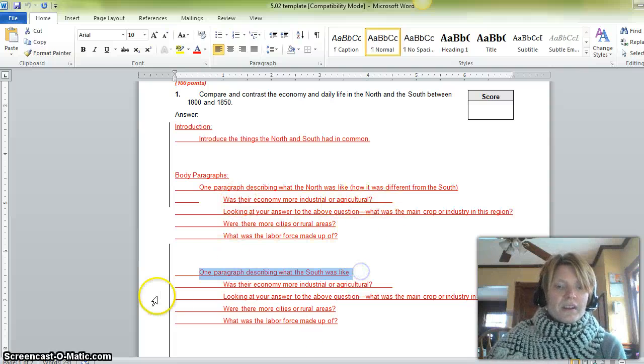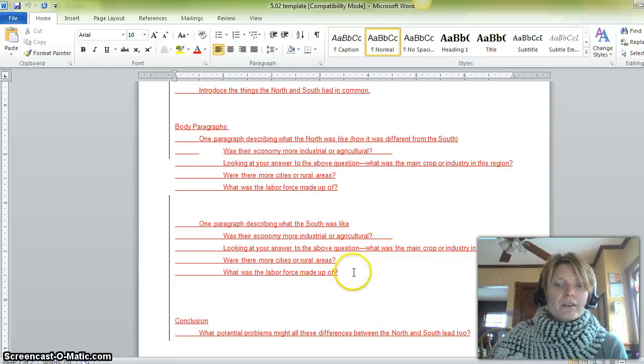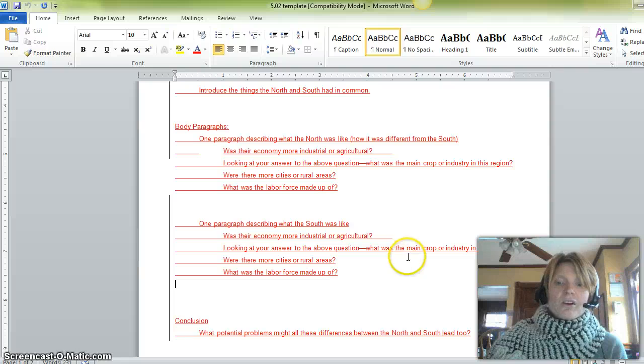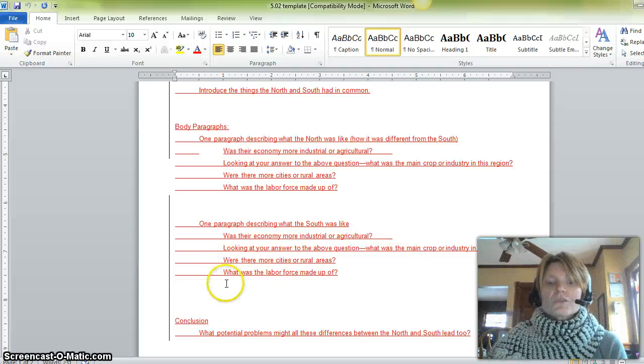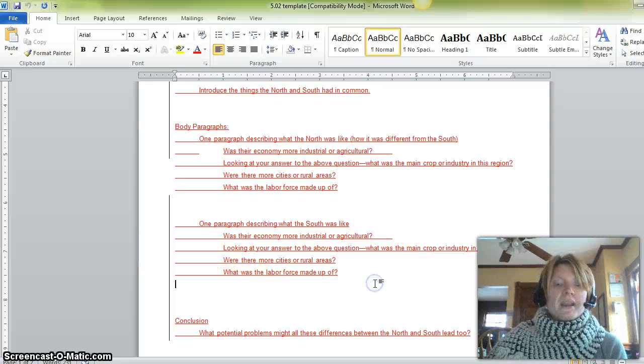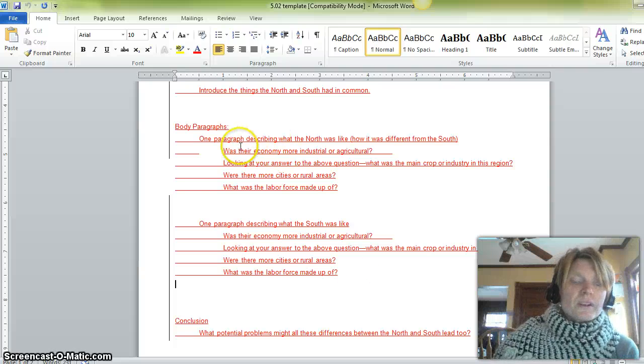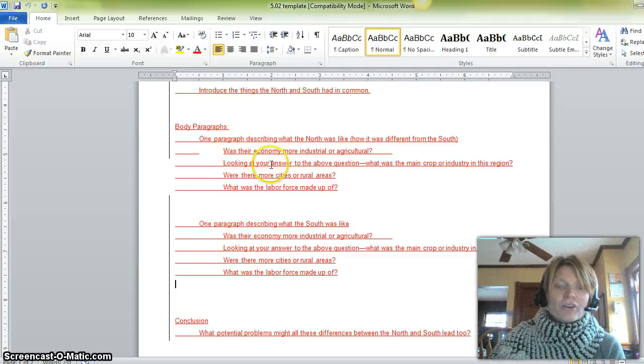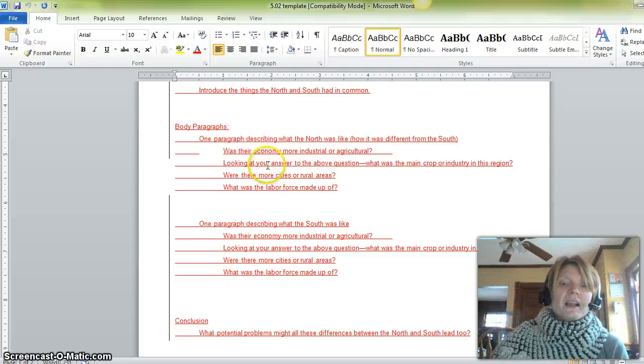In the South, in the next paragraph, what was the South like? Was their economy more industrial or agricultural? What was the main crop? Were there more cities or rural areas? What was the labor force made up of? Those are the things you would focus on in your body paragraphs, to focus in on the economy and daily life.